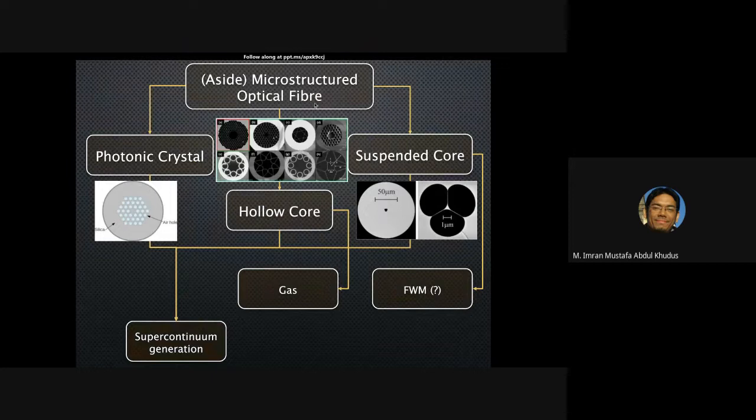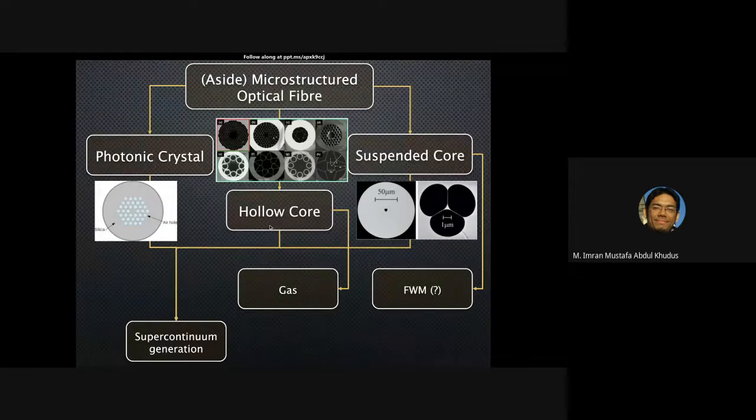Okay, so as a side, you can also use microstructured optical fibers. You can divide microstructured optical fibers into three types: photonic crystal, hollow core, and suspended core. For these three types, you can always do supercontinuum generation. In hollow core, nowadays people are trying to use it with gases, with non-resonant fibers. It's a type of hollow core fiber. G is something like a non-resonant hollow core fiber. A is something like Kagome fibers, and this can be used for telecom applications.